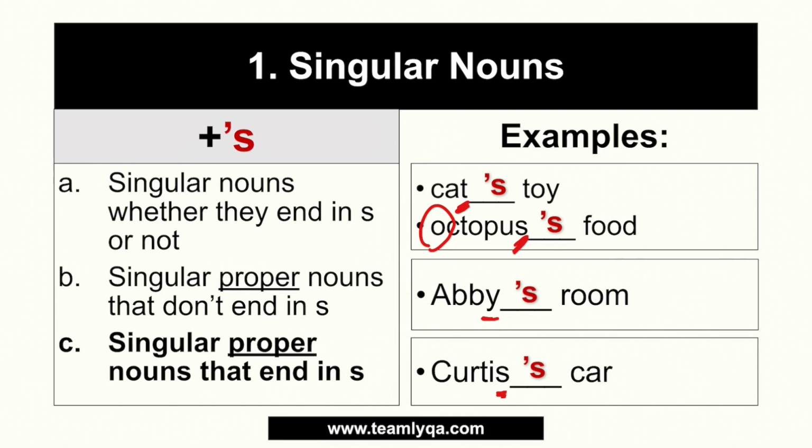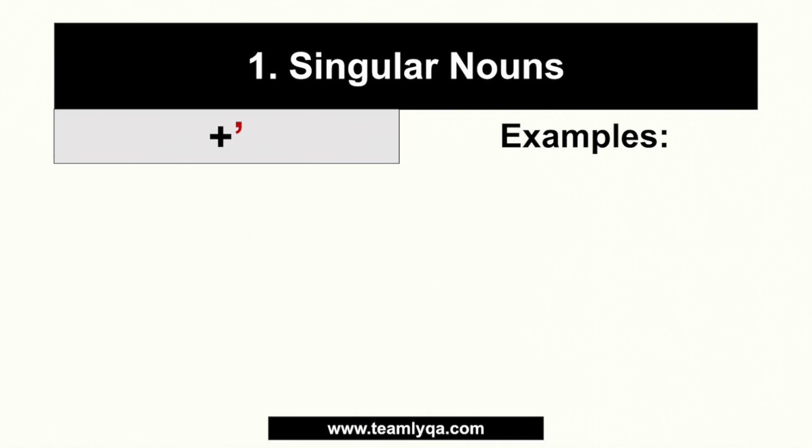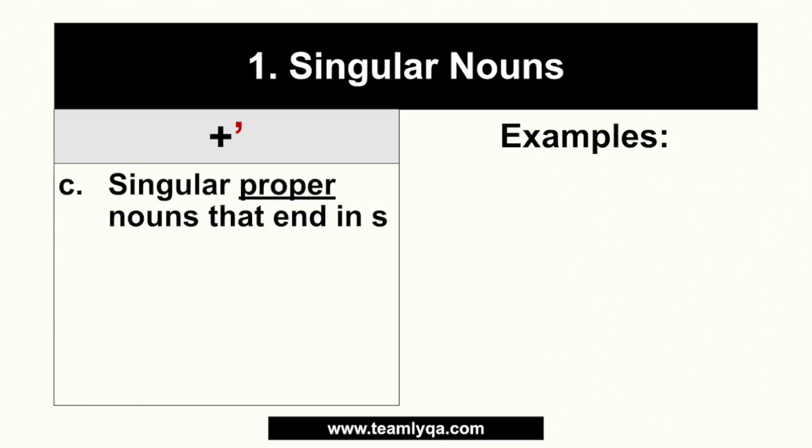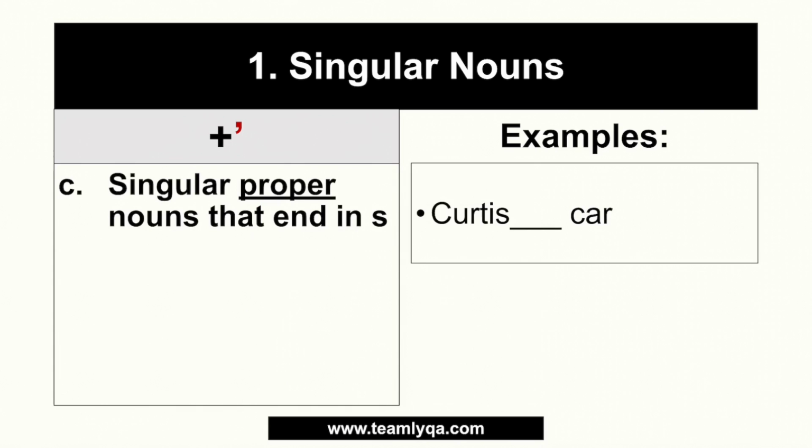So, again, if you think about it, pag singular, mas common yung may apostrophe S. Unless S na yung ending ng proper noun. Now, kailan again yung singular noun na may apostrophe lang? If it's a singular proper noun that ends in S, so again, balikan natin, Curtis car. Dahil nga may S na siya dyan, some people prefer na apostrophe na lang para hindi pa ulit-ulit na may S. Curtis's car.